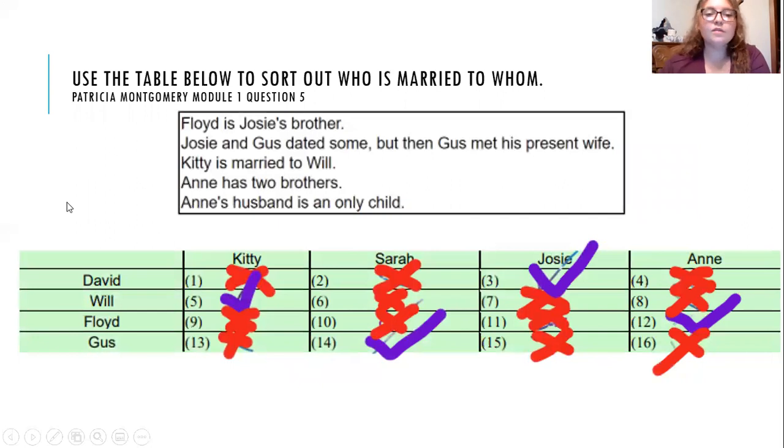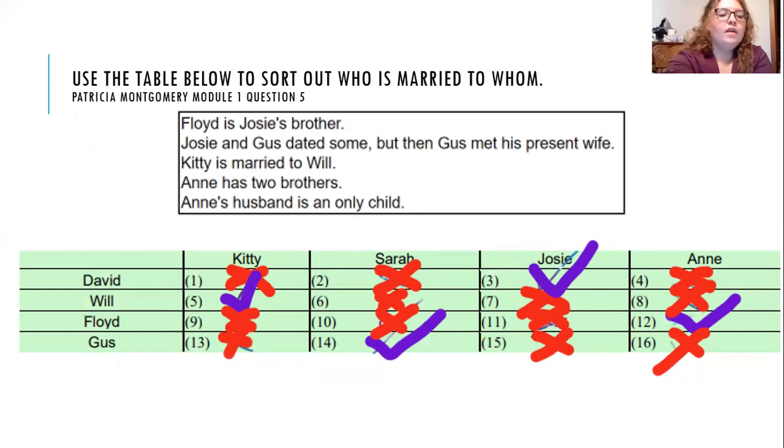Now, this next one is my favorite. When I was a kid, these were the ones that I always loved. I had a whole book of them. So we're going to use this chart down here that we've made, and we're going to use this box full of clues to figure out which man and wife are married.